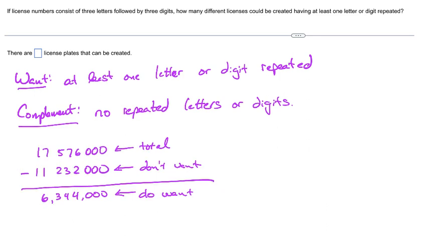And so once again, if we have 17,576,000 total license plates and 11,232,000 that we don't want, then that will give us a difference of 6,344,000 license plates that we do want.